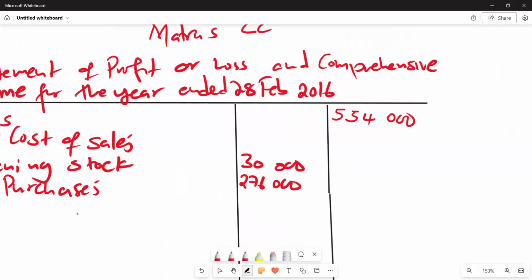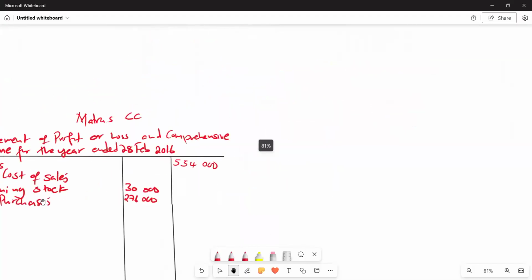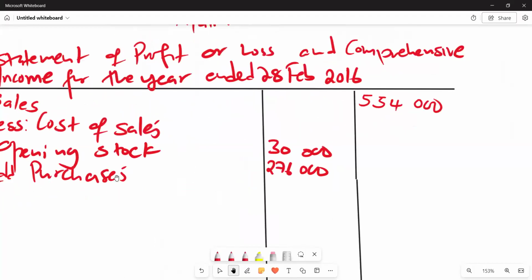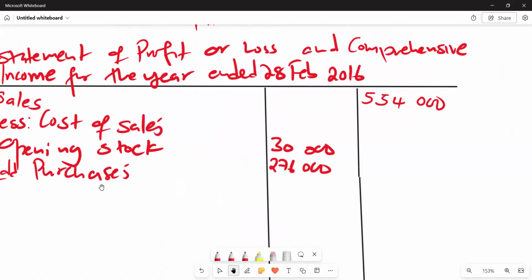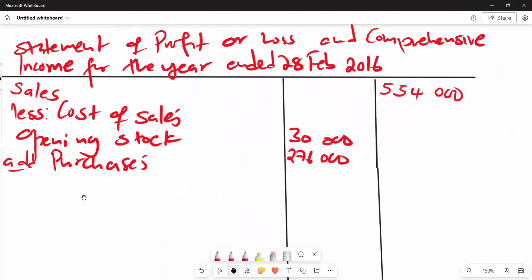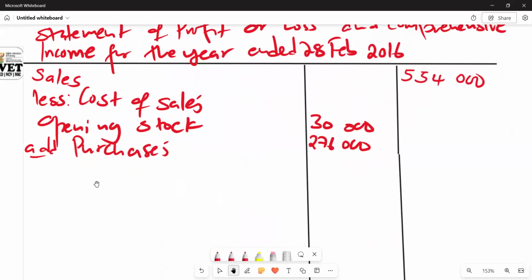So this is what we have. And then we also need to go and check the issue of carriage inwards or carriage on purchases. If they are there, you need to include them here so that they increase the figures for purchases. We add them to purchases. But according to this question, we do not have any.